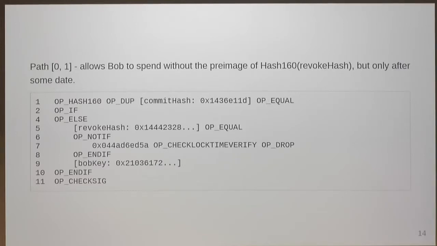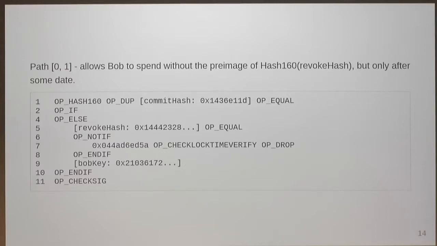And the next path, Bob's allowed to spend without knowing the pre-image for the revoke hash, but only after some date. So we see that in that case, the NOTIF is the second conditional we run into. It's currently 1, so that means the equal tested false. So for the software, it's able to say, okay, I don't need to know either of these hash locks in order to go into this section and for him to redeem this way.